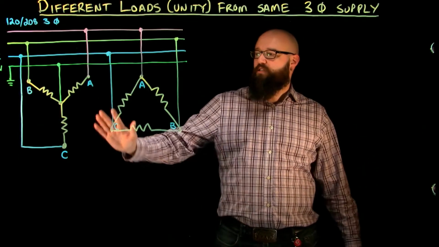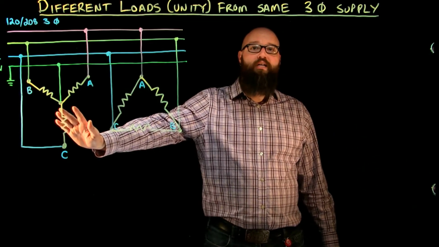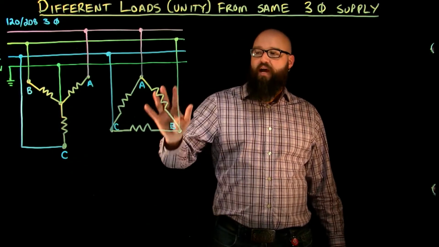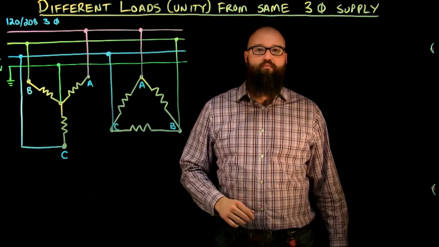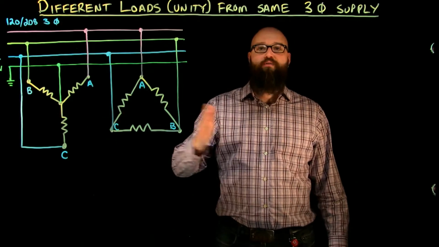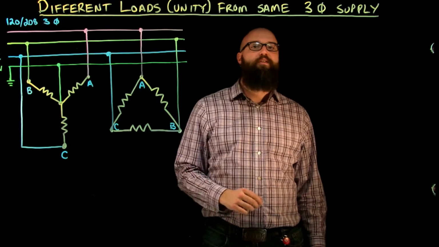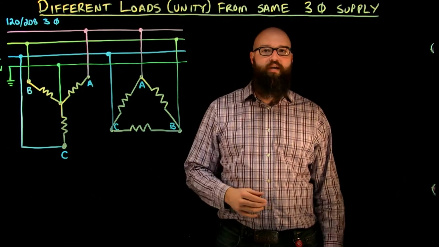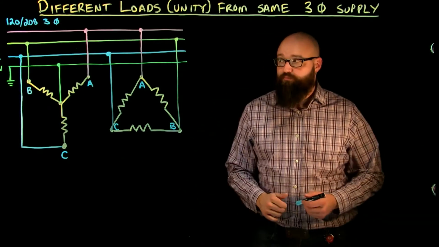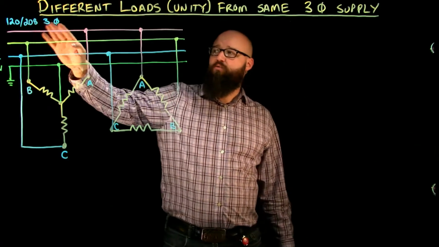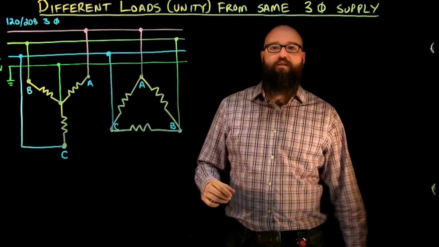If we take a look first, right here, we have our Y-connected unity load, and we have our delta-connected unity load right here. And we're going to look at how these compare to each other on the Cartesian plane, as well as we'll be able to see the differences between a Y and a delta load connected to the same power supply. So, first of all, we have a 120, 208 volt, three-phase supply here.